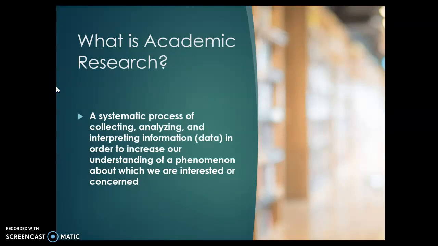What is academic research? The technical definition is a systematic process of collecting, analyzing, and interpreting information, data in this sense, in order to increase our understanding of a phenomenon about which we are interested or concerned. You can research literally anything in the world. One thing that research does is transform the topic.